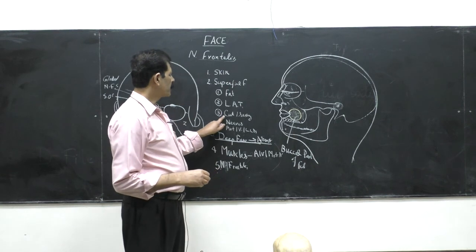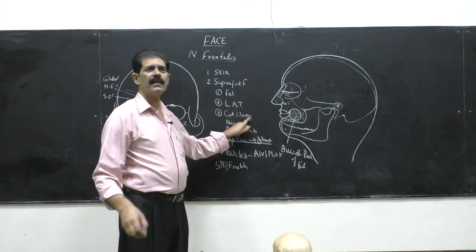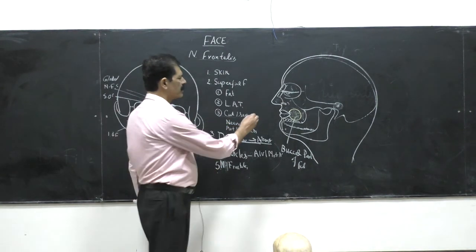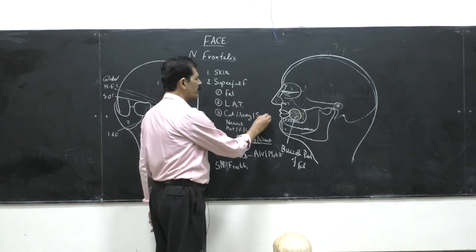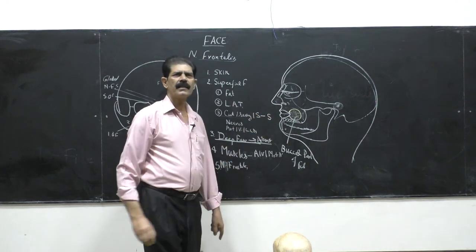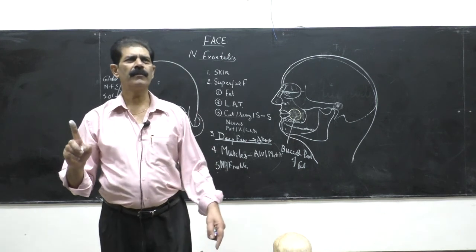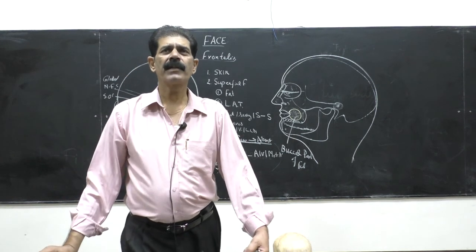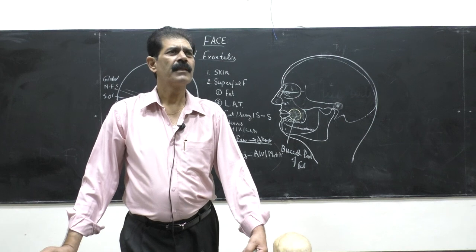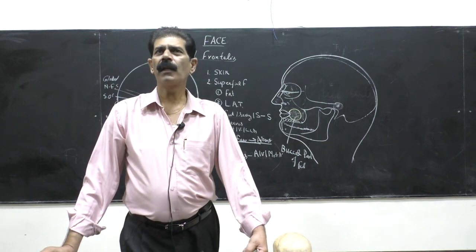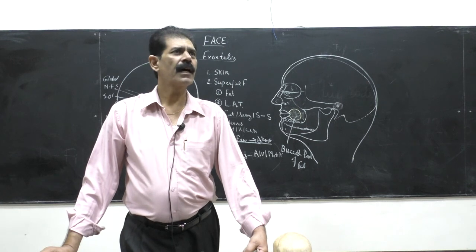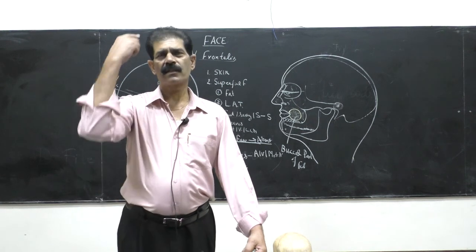Besides, we see the third thing, the cutaneous or the sensory nerves. Sensory means, what is the formula for sensory? S for sensory means it starts from skin. Cutaneous means cutis, cutis means skin. So these nerves are starting from the skin of the face.